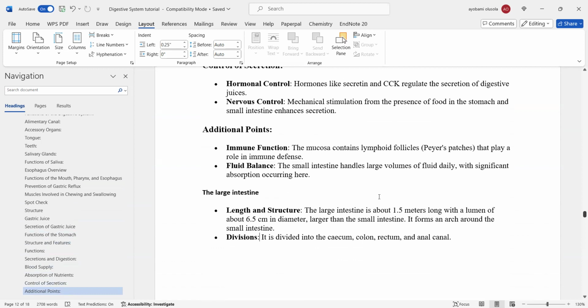It also forms an arch around the small intestine. Unlike the small intestine that is divided into three, duodenum, jejunum, and ileum, the large intestine is divided into the cecum, the colon, the rectum, and the anal canal.